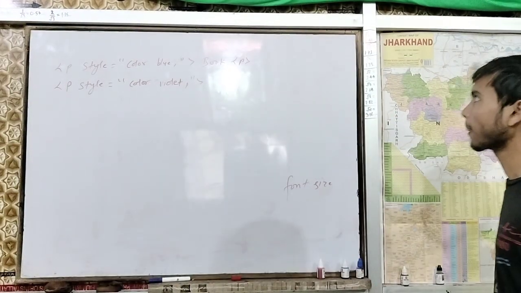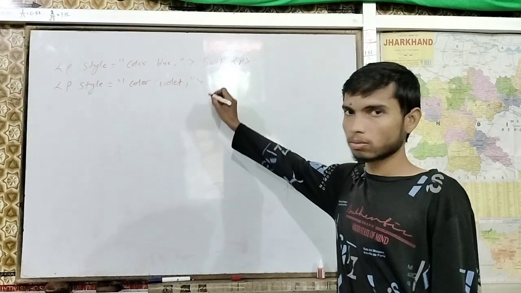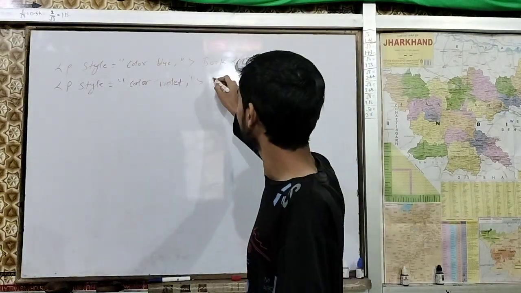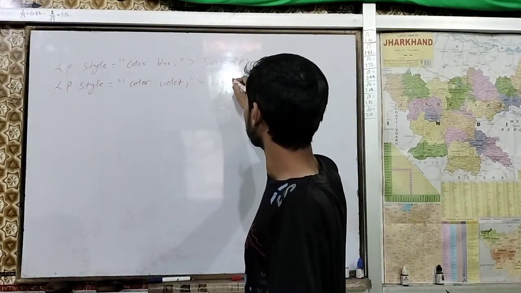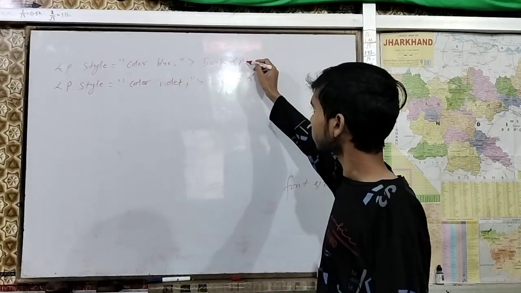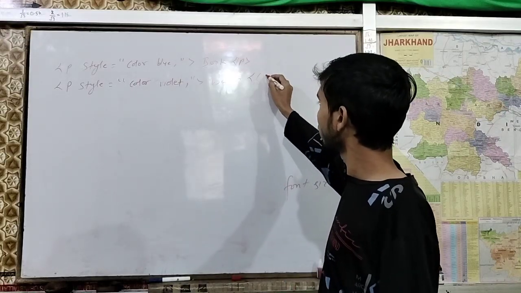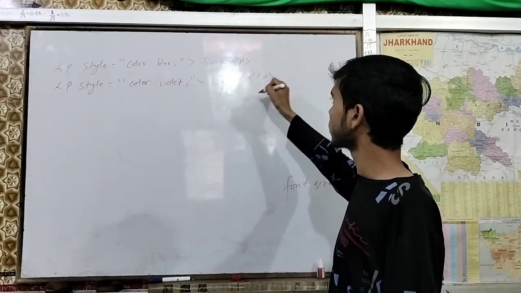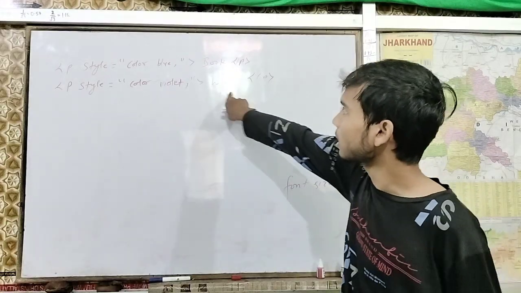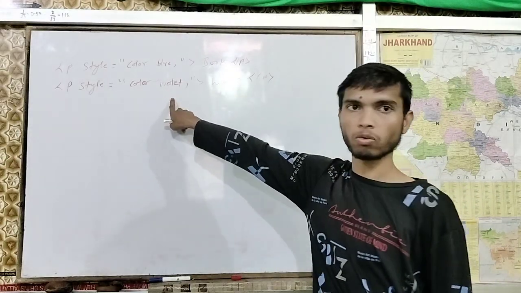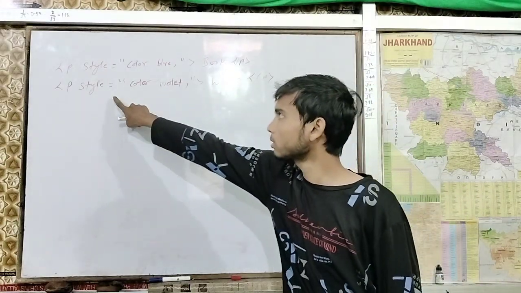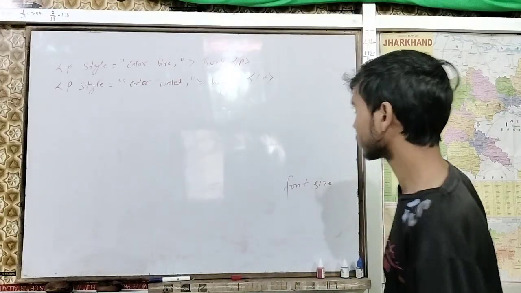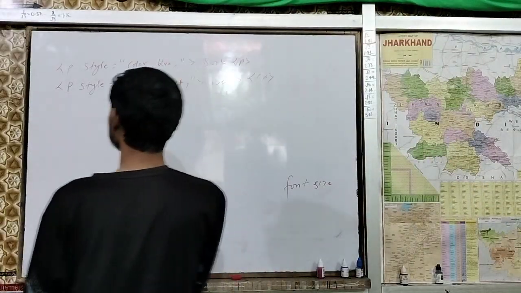It's a close tag. So here, water. Okay, water. Then this close tag. What will happen? This water text will be violet because here we use this attribute. That's it, now next.